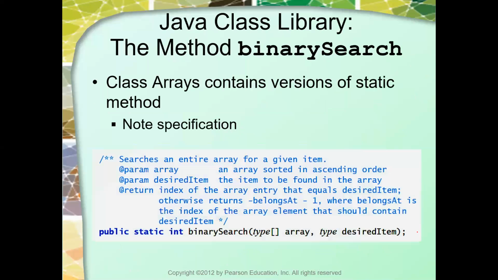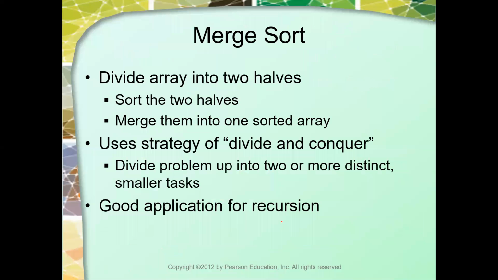So the Java class library has a binary search algorithm in the Arrays library, and that will give you the index of where the item is, and we're going to come back to this. It tells you a kind of code on where it is if it's not in the array.